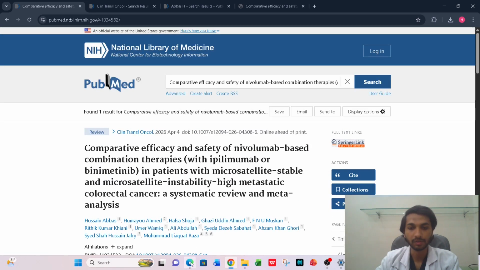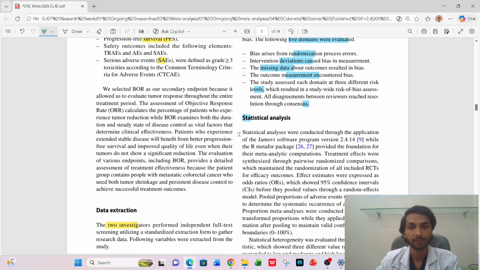Let me show it in the Microsoft Edge browser. Here we are discussing the statistical analysis. So what is statistical analysis? You have to run the meta-analysis on some software. Here it would be mentioned which software and which model they have used for statistical analysis.